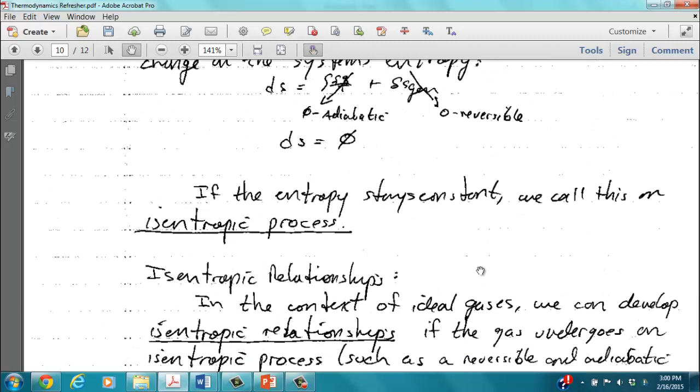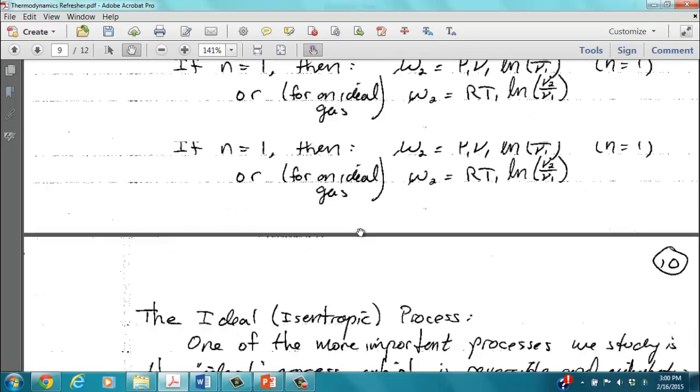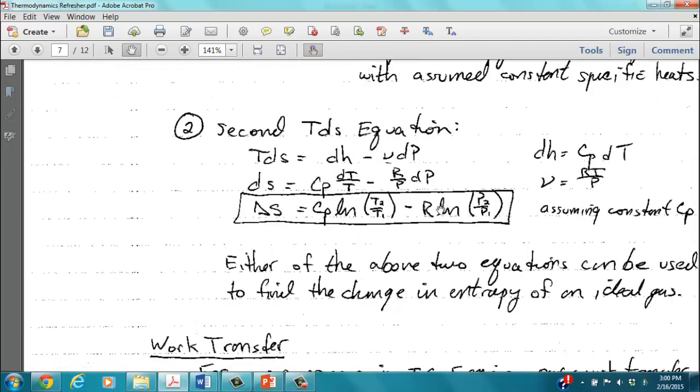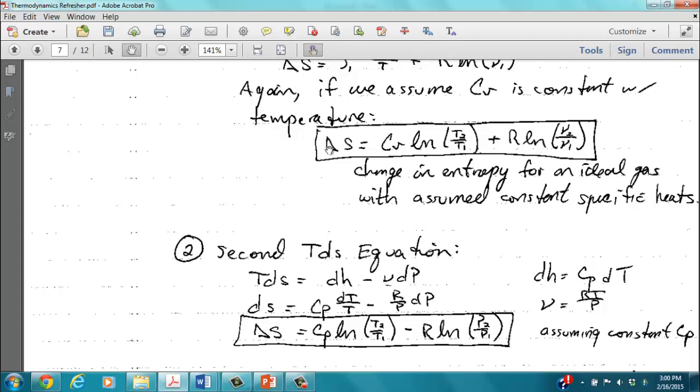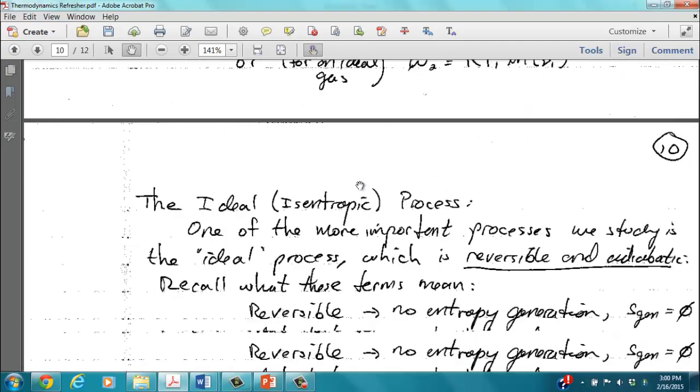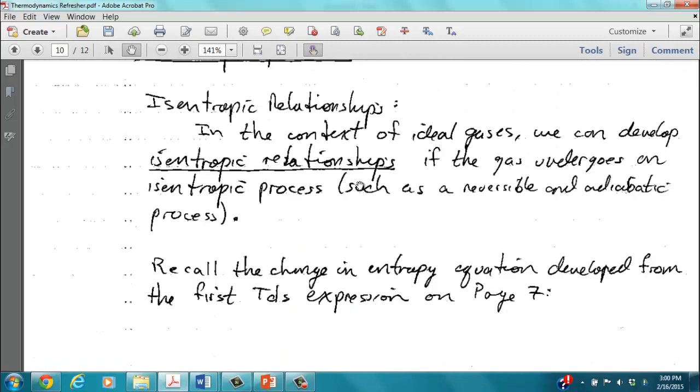When the entropy of a process stays constant, we give that the special name, the isentropic process. Now, reflecting on our earlier equations that we developed way back up here, when we determined the change in entropy of an ideal gas, remember, we had these two equations for calculating the change in entropy of ideal gases. If we have an isentropic process, then delta S is equal to 0. So in both of these equations, the left-hand side would be equal to 0 for the isentropic process, the reversible and adiabatic process. Using those two equations, we can come up with a set of very important relationships that are going to be very useful throughout this semester, which we call the isentropic relationships.